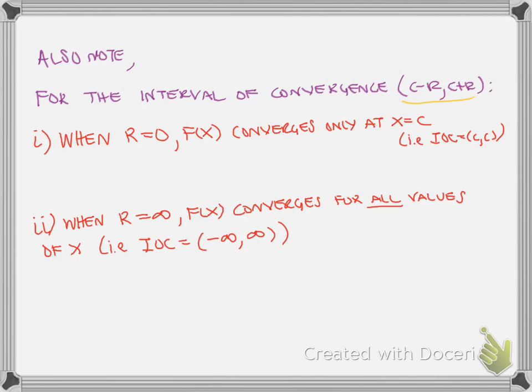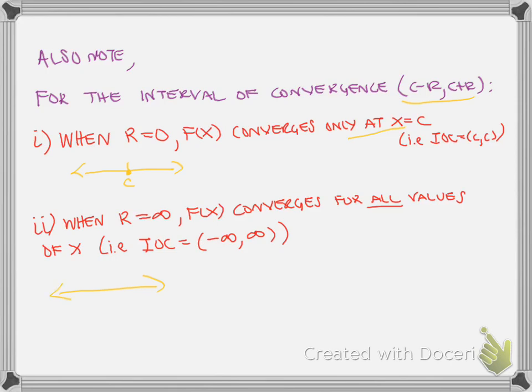When R is equal to 0, f of x converges only at c. You really can think about this as a number line, right? If that's your c, and the radius tells you how far to go out to the left and to the right, then if the radius is 0, that tells you that you only converge at c.